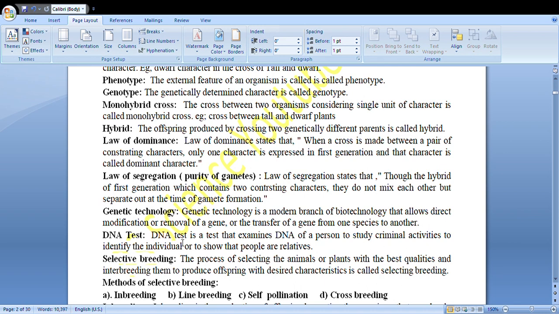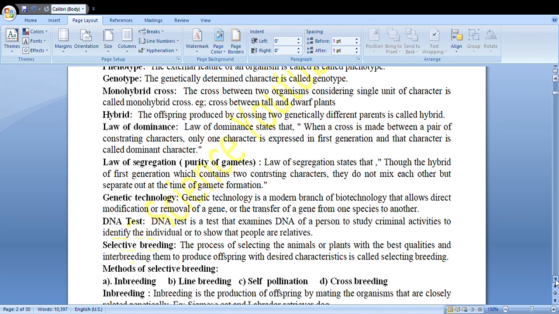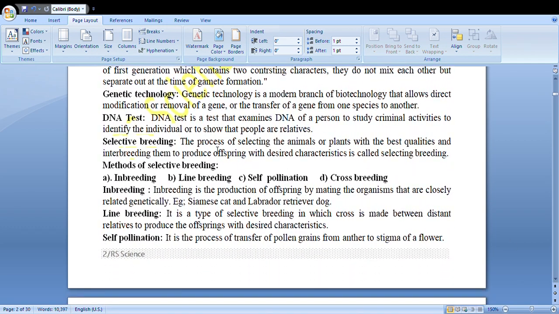DNA test. DNA test is a test that determines DNA of a person to study criminal activities, to identify the individual, or to show the people are relatives. Selective breeding. The process of selecting the animals or plants with the best qualities and interbreeding them to produce offspring with the desired characteristics is called selective breeding.